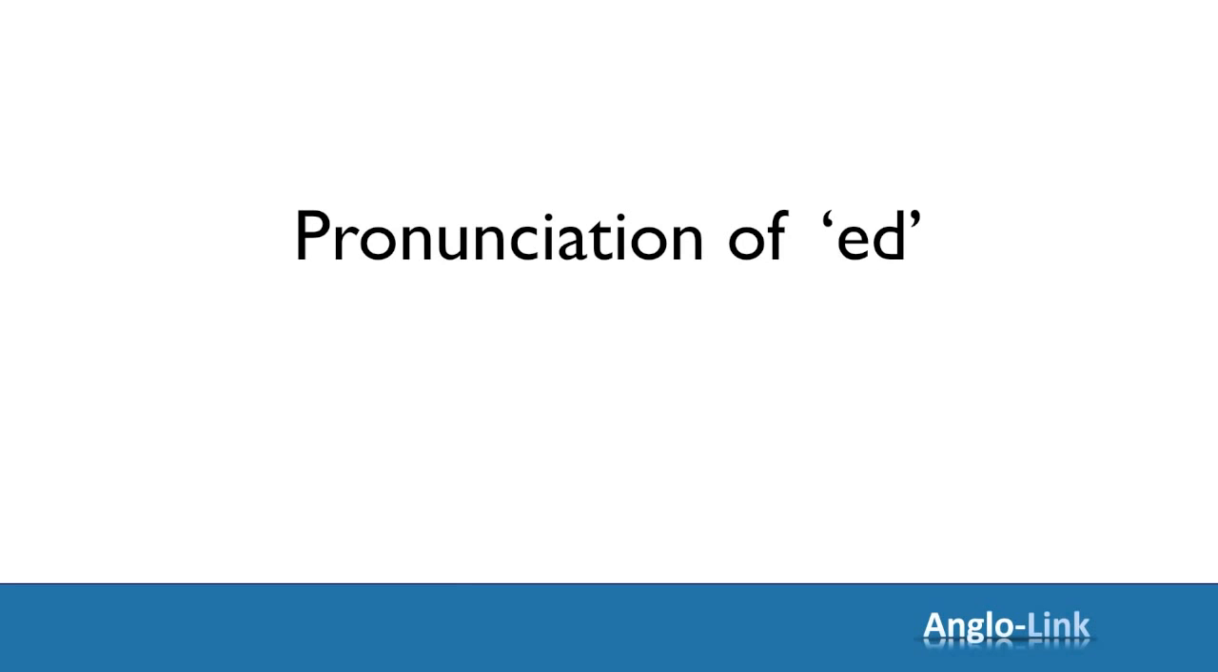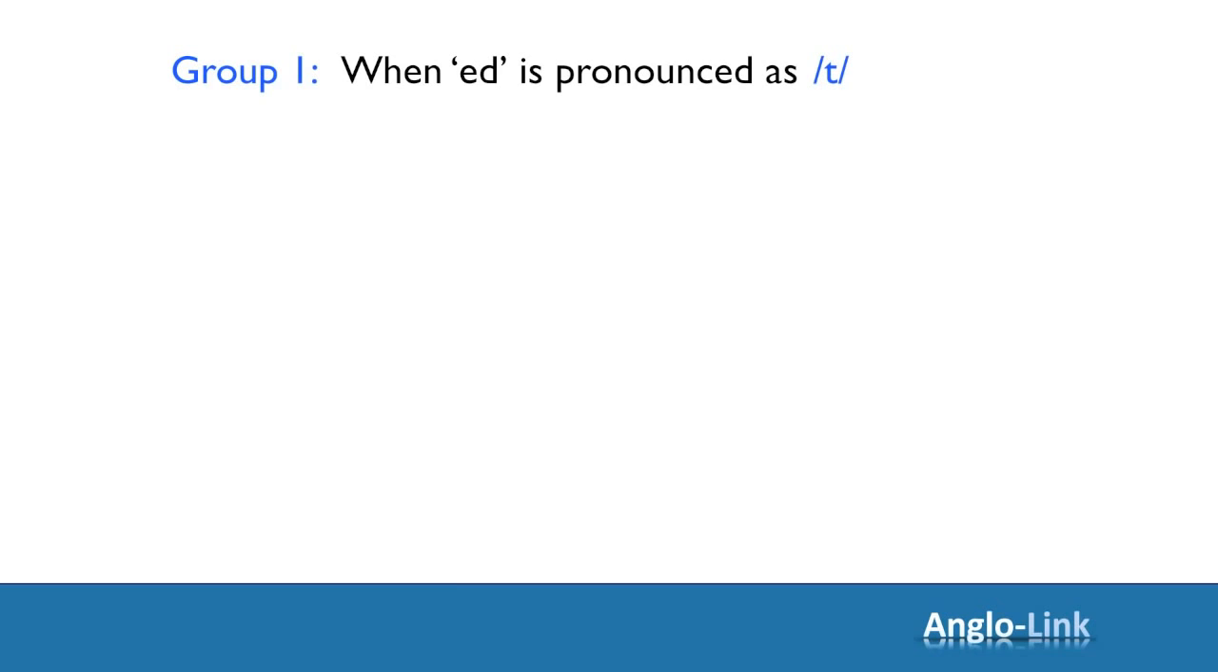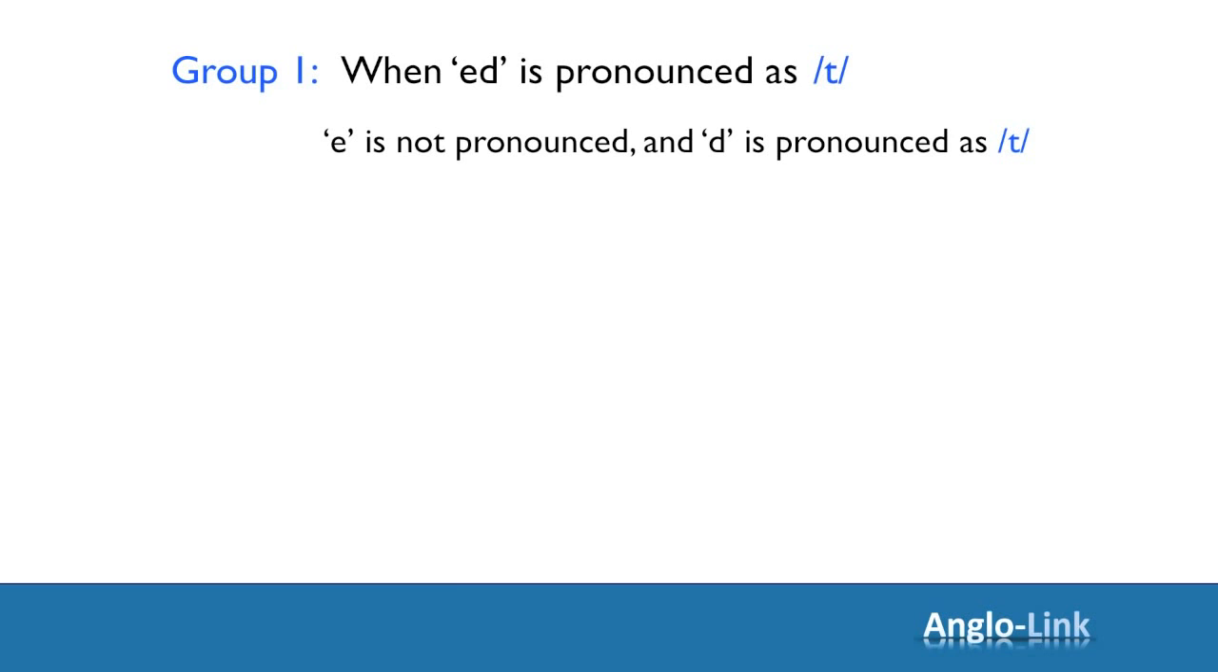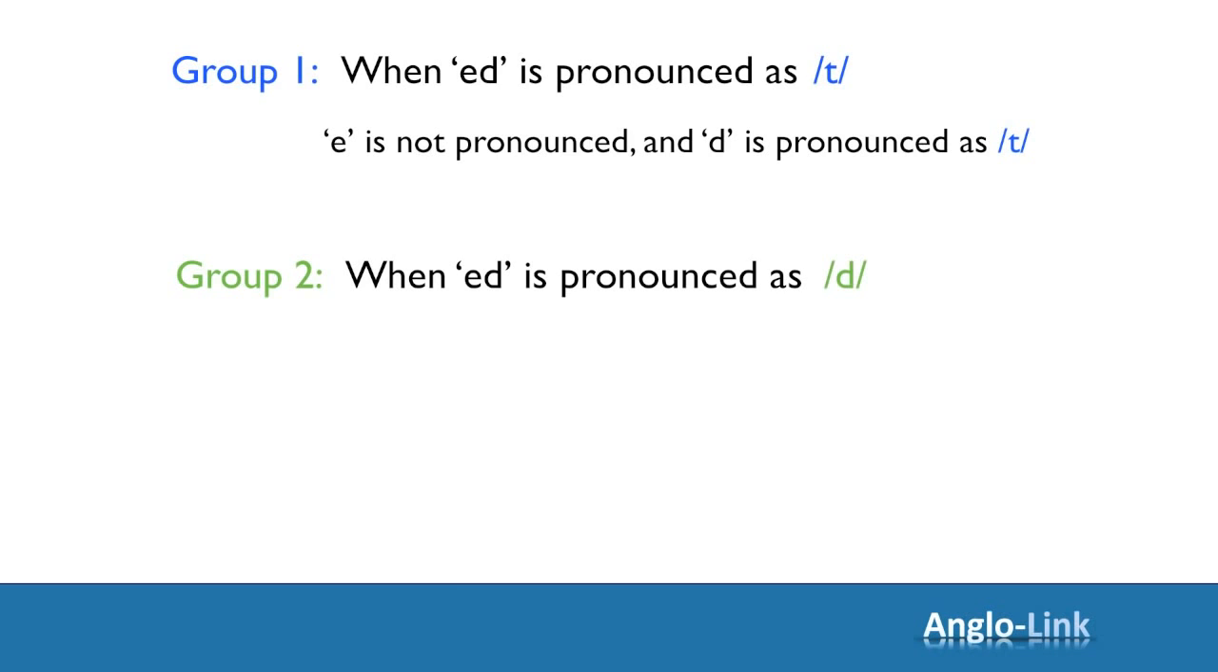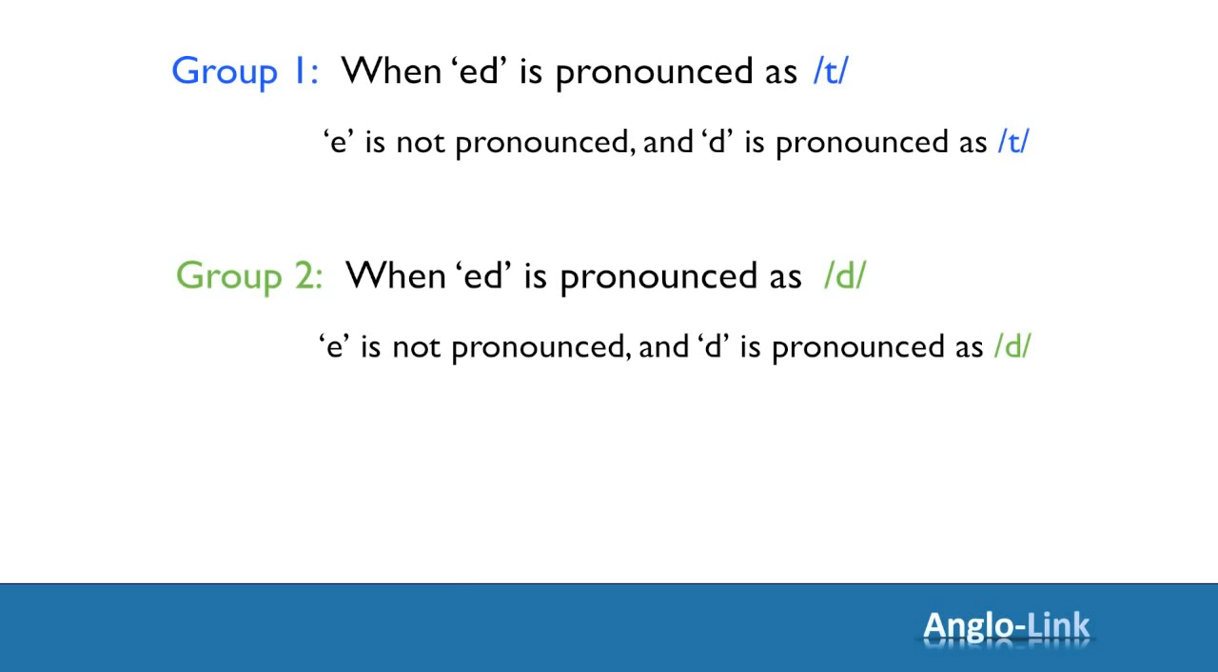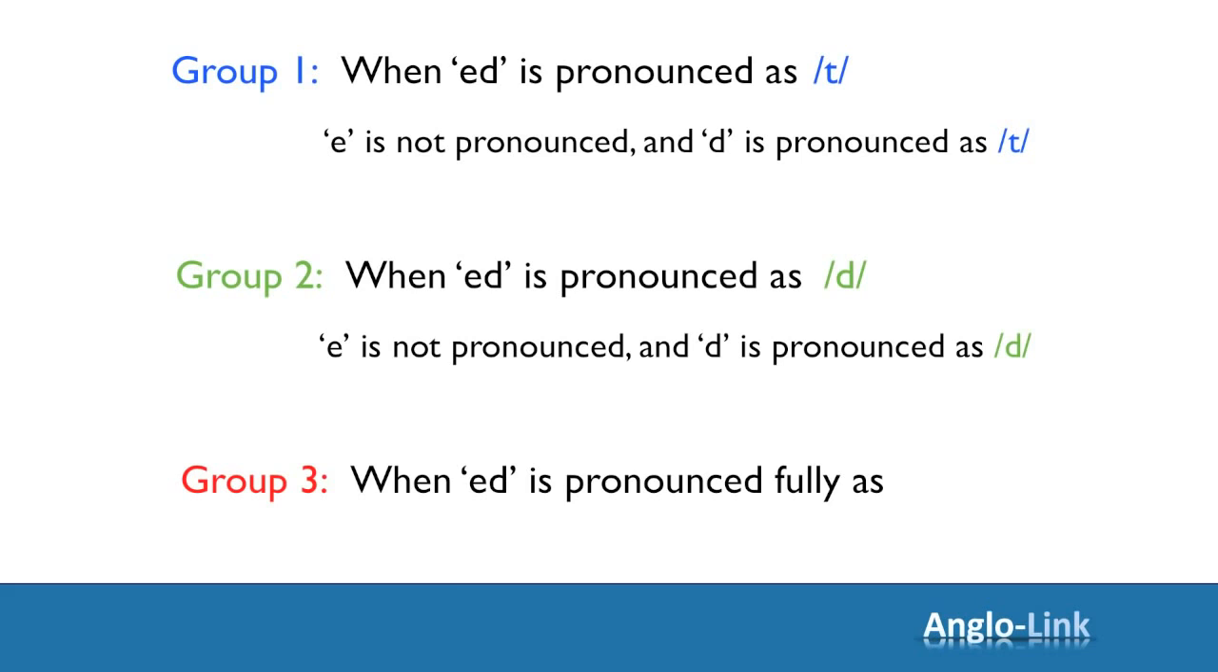Right, pronunciation of ed when you formulate the past simple tense or the past participle of a regular verb. There are three groups. Group 1 is when ed is pronounced as t. So the E is not pronounced and the letter D is pronounced as t. In group 2, the ed is pronounced as d. So once again, the E is not pronounced and the letter D is pronounced as d. And finally, in group 3, the ed is pronounced fully as id.